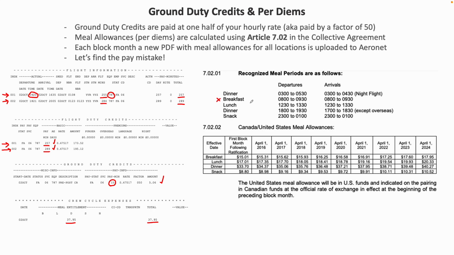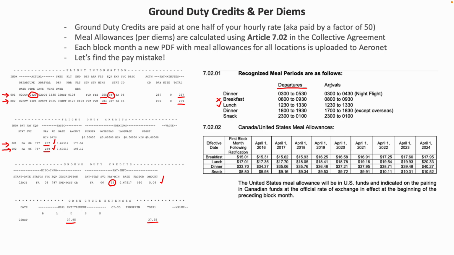But if I look at the next meal period, the lunch meal period, the meal period is 12:30 p.m. to 1:30 p.m., and I am very clearly flying during this time since I departed at 9:20 a.m. So I am entitled to lunch. That is the first one that I'm entitled to. And remember, we always look in the departures column to see which per diem we are entitled to first. So breakfast was not entitled since we left at 9:20 a.m., but lunch certainly was.